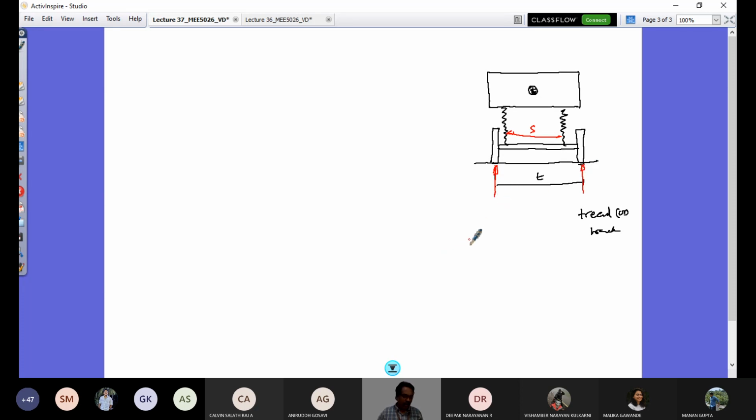I would have F_zs here and F_zs here, and there will be weight from here, right? So this is a simple free body diagram. I'm not drawing the free body diagram of sprung mass and unsprung mass separately. I'm drawing the whole vehicle described by equivalent springs carrying the sprung mass, and the other end of the spring connected to the axles.